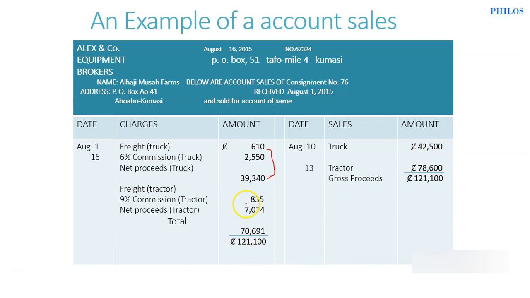When you come to the tractor also, this is the freight charges for the tractor. This is the commission for the tractor. The freight plus the commission will give you the charges. When you subtract the charges from the price of the tractor, which is 78,600, you get this 70,691. Okay, that's the net proceeds from the tractor only. But in case you add the three of them together, you should get the price of the tractor back. And the two sides must balance. When you add all these, you get 121,100. When you add this also, you get 121,100. Okay, see this.